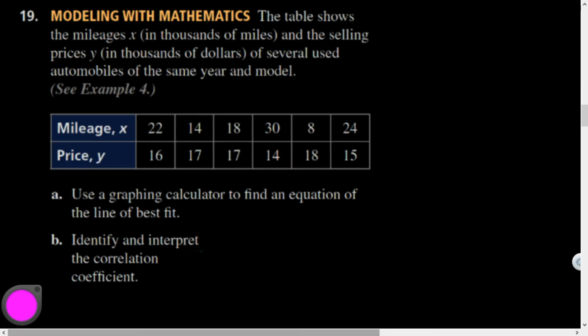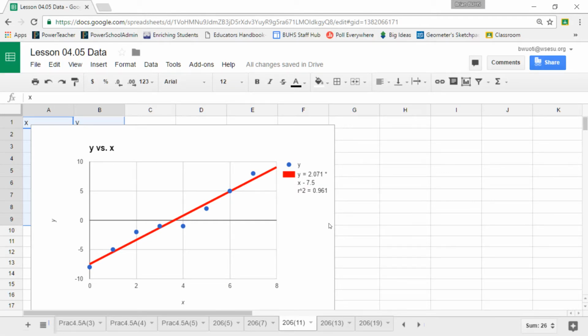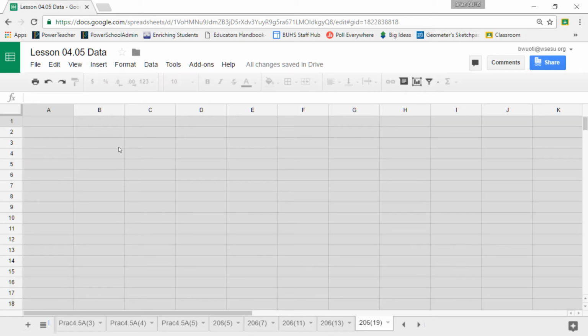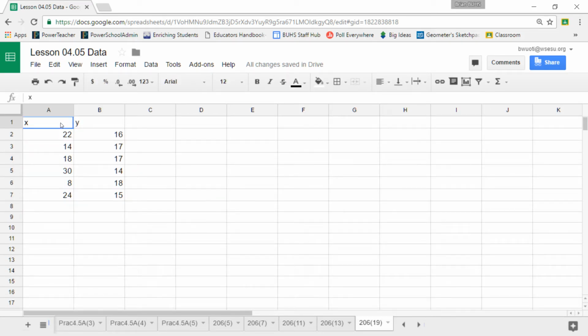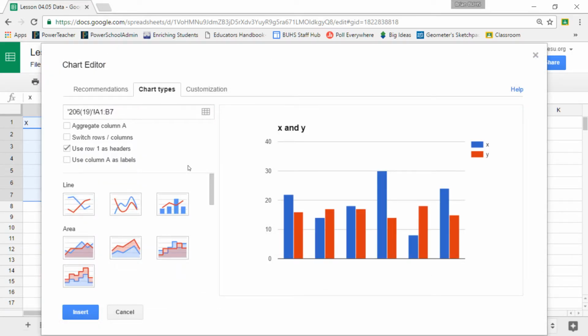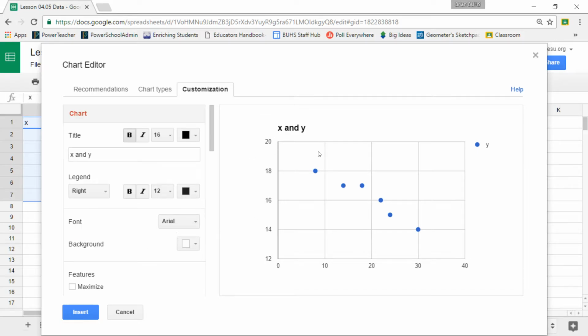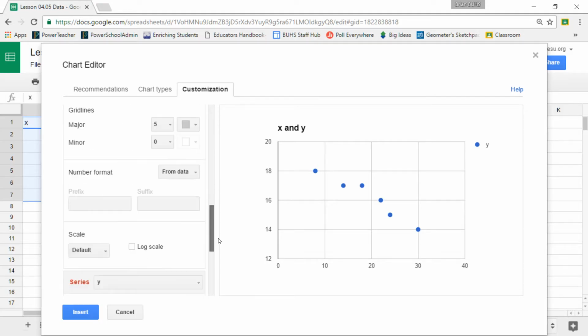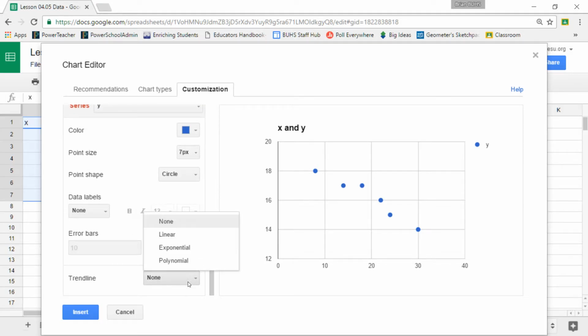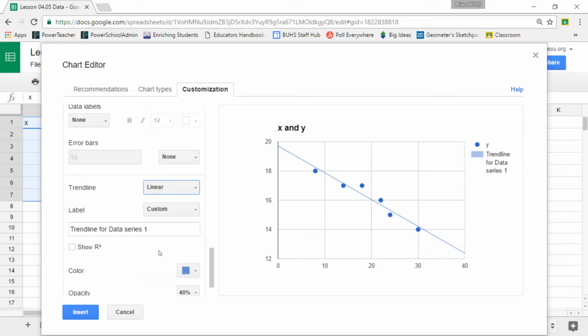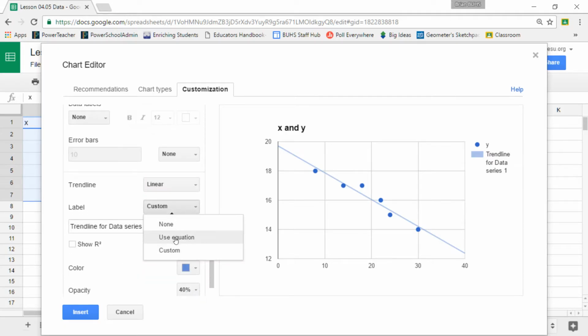So let's do that. Go to my data here. This was question 19. There we go. I've got my data. I'm going to select it and insert a chart. And using technology, scrolling down, scatter plot, customize. Ooh, that looks like there's a correlation there. I think that's a negative correlation by the looks of things. Add a trend line, looks like linear, and we will label it with the equation.